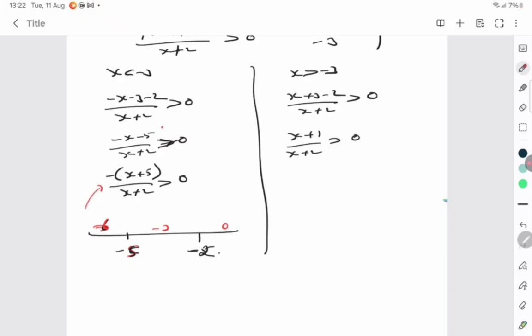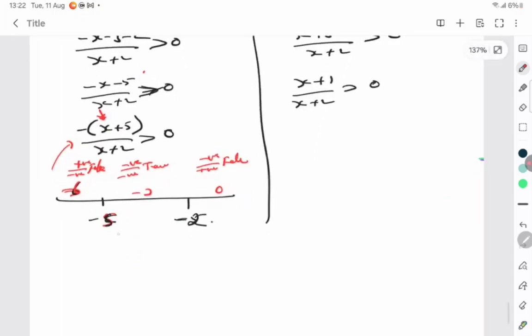Let's see if it's satisfying. When you put minus 6 here, minus 6 plus 5, with the outside minus, becomes positive. The denominator becomes negative. Positive over negative: is it greater than 0? No, it's a false statement. When you put minus 3 here, positive, but the denominator is negative. Negative and negative makes it true. If you put 0, it's negative and positive, so it's false. The advantage of doing the sum like this is that it's true only for this interval, and done: minus 5 to minus 2.